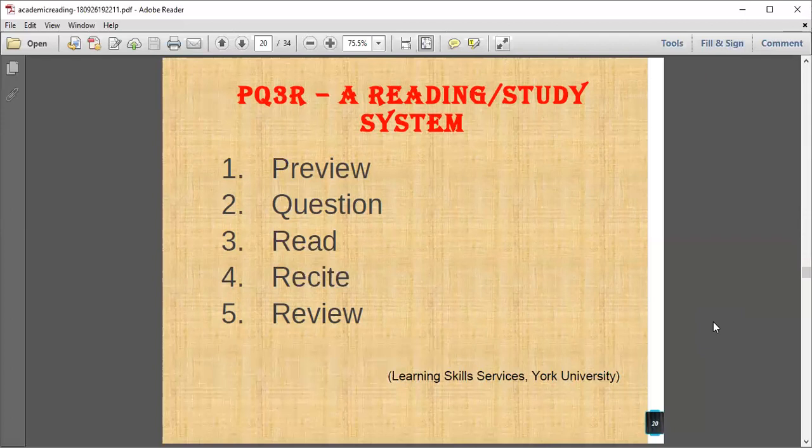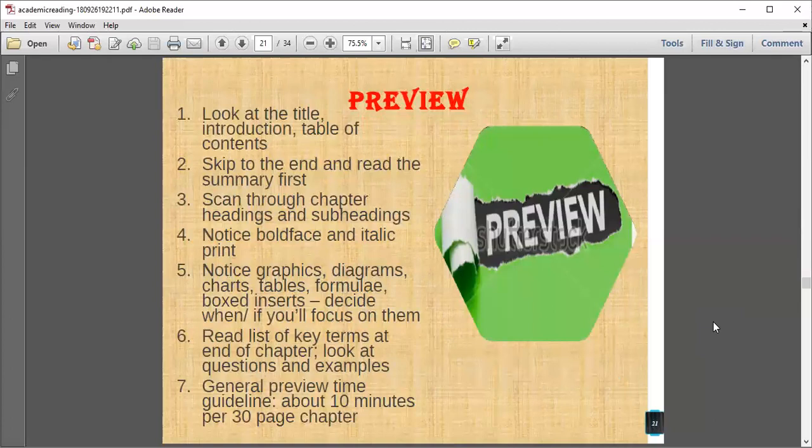This is the reading strategy or a study system where P stands for preview, Q stands for question, and the 3 R's are read, recite, and review. So coming to preview first. You have to look at the title, introduction, table of contents. Then skip to the end and read the summary first.